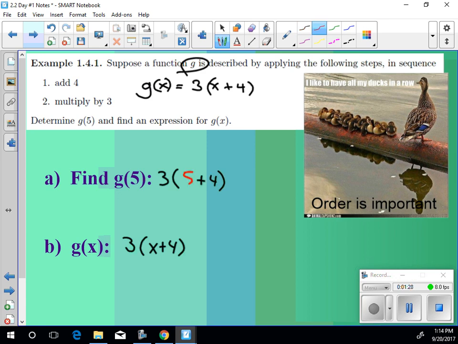All right, I'm going to take that. That's my input. All right, and then I just compute. I simplify. Well, that's 9, and 3 times 9, that'd be 27. So g of 5 equals 27. Okay, applying them in this order is critical. If I were to multiply by 3, then add 4, totally different answer. All right, different answer altogether.